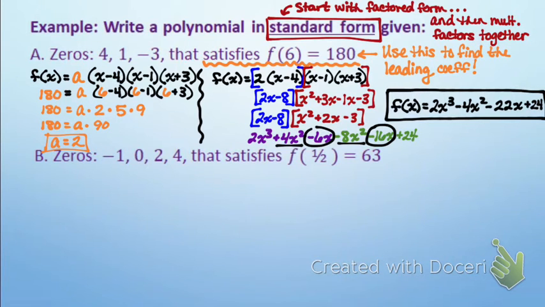Let's do part B. We're going to write this out first with my placeholder for my leading coefficient. So f of x equals a times, what factors can I write from my zeros? x plus 1, x, x minus 2, and x minus 4. How are we going to find a?